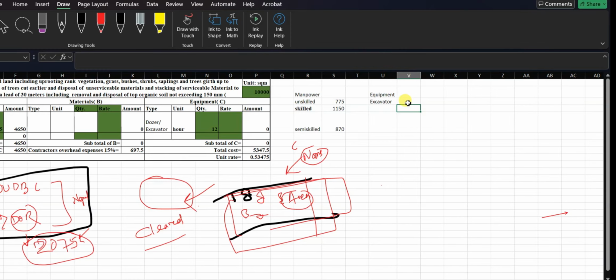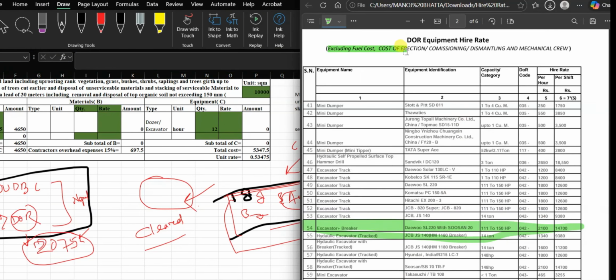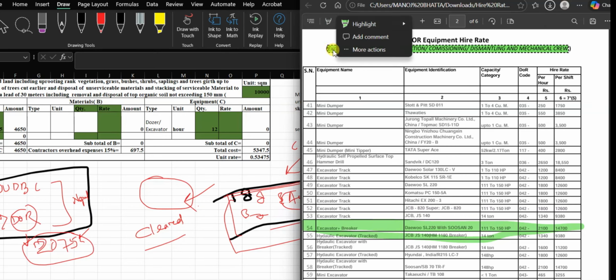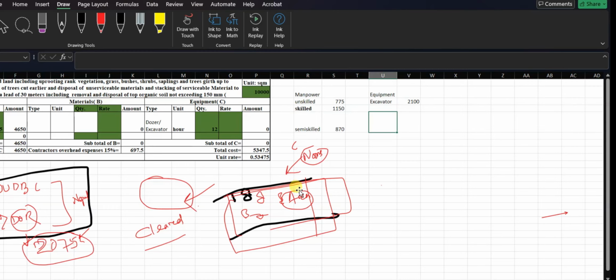You know that it's 2100. This type of excavator is used, right? It is saying that it is excluding the fuel cost, erection, commissioning or dismantling. So you need the fuel cost or the erection if it is there. If the excavator is consuming fuel, then you need to write the fuel cost as well, right?